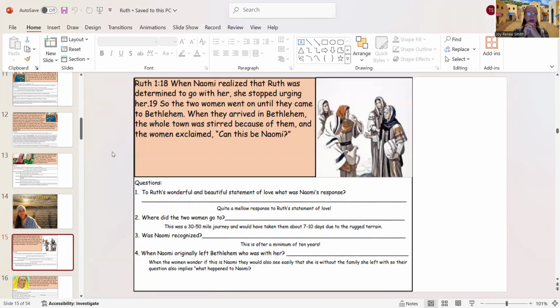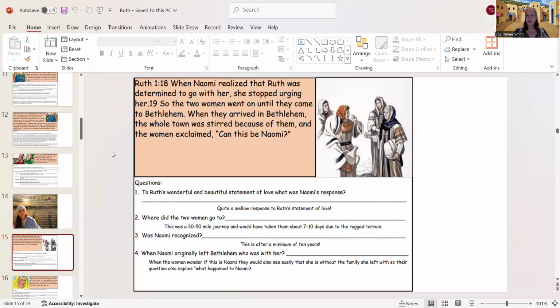Ruth 1:18. When Naomi realized that Ruth was determined to go with her, she stopped urging her. So the two women went on until they came to Bethlehem. When they arrived in Bethlehem, the whole town was stirred because of them, and women exclaimed, Can this be Naomi?